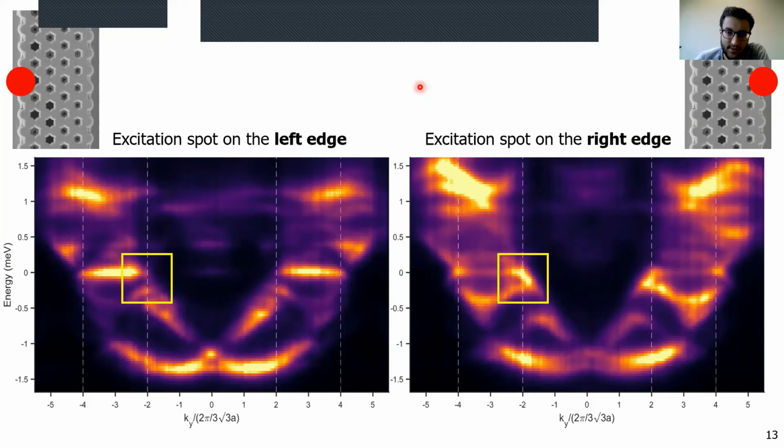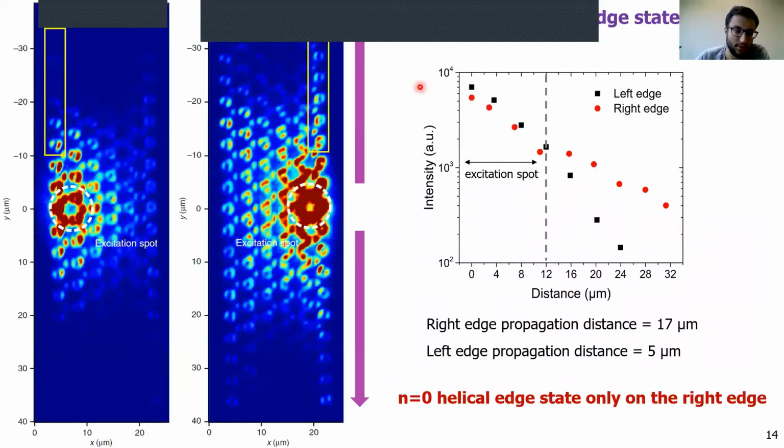To confirm this, again, we can look at the wave function. If we put the excitation spot on the left, we can't see propagation. In fact, we can see only the excitation spot. If we go on the right edge, then you can see here that polaritons flow towards the top and the bottom of the lattice. So we have this n equals 0 edge state only on the right.